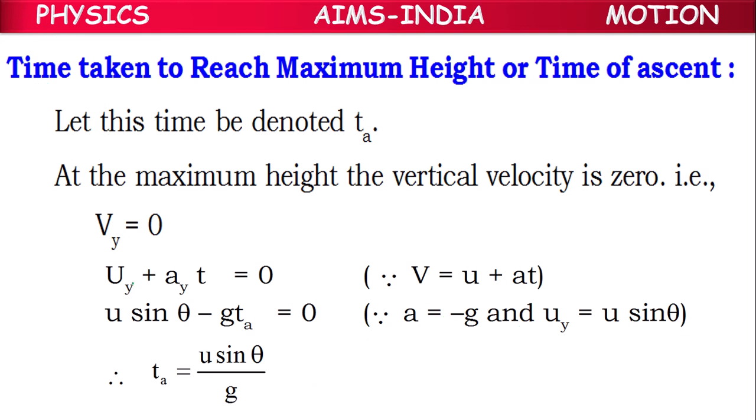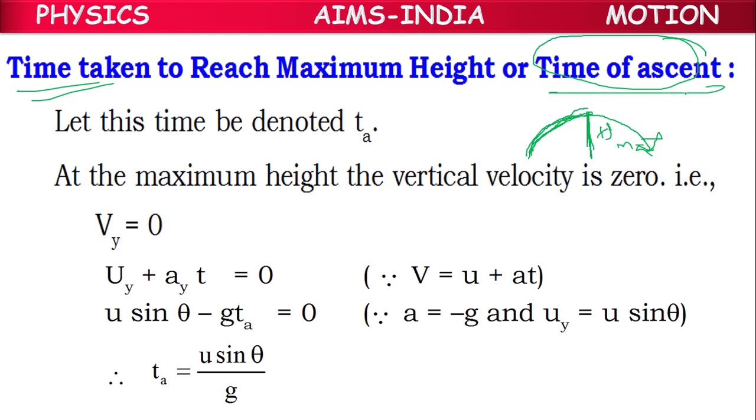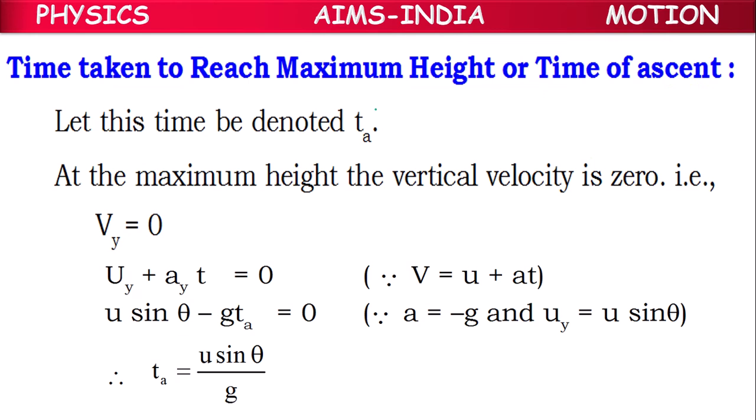So here now, what is the time taken to reach the maximum height? Means from the ground, the time taken to reach the maximum height. Suppose it is h max, maximum height. The time taken to reach the maximum height is called time of ascent, because it is ascending up. So let the time of ascent be denoted by Ta, small t, small a.